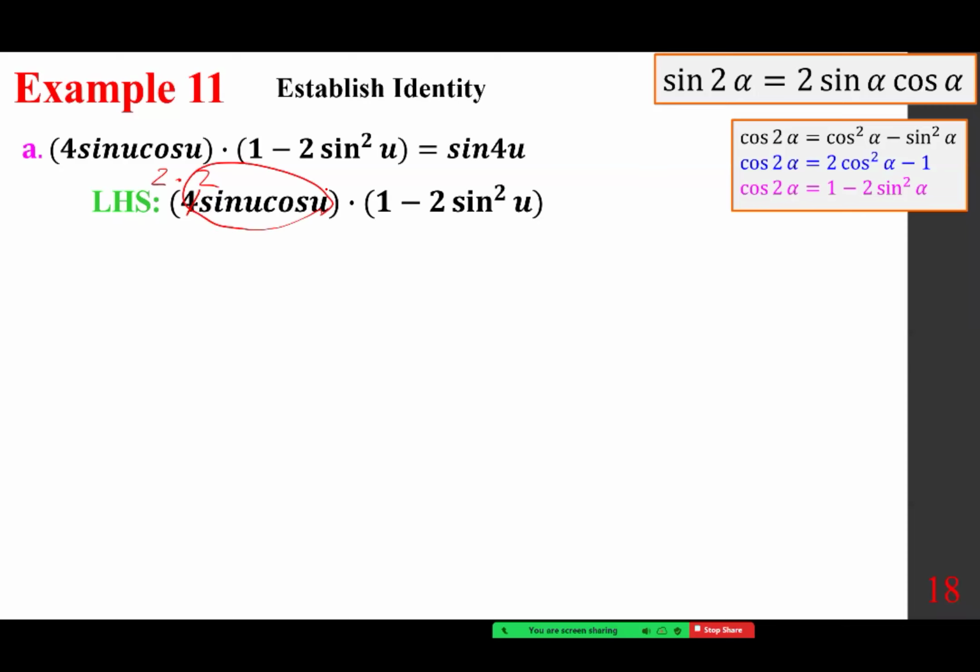This part is sine 2u, so we have 2 of those. This one is simply cosine 2u. So we write 2 sine 2u cosine 2u, and that ends up being sine of 4u. We've seen a similar question before.